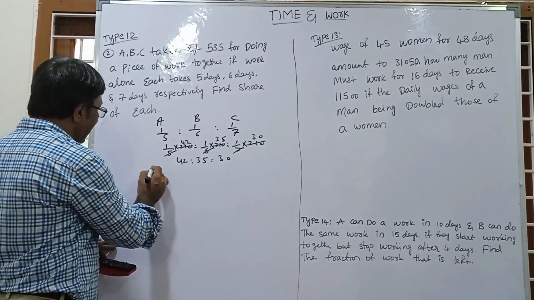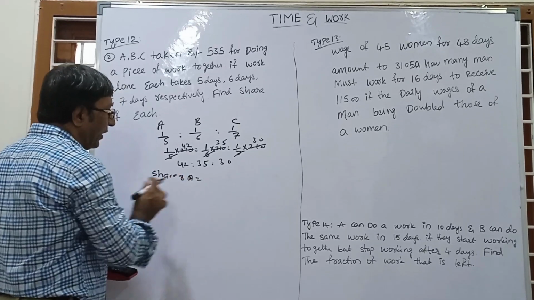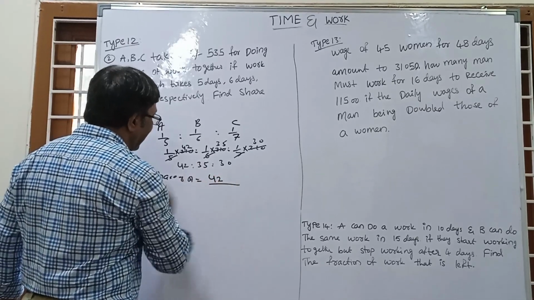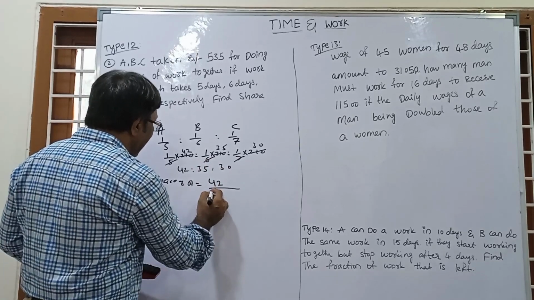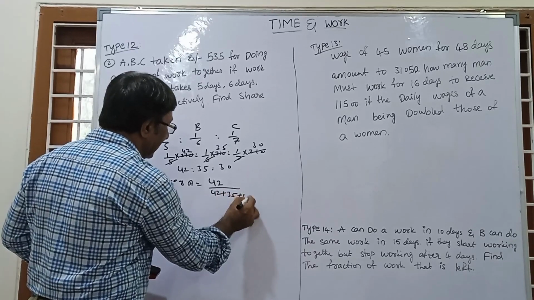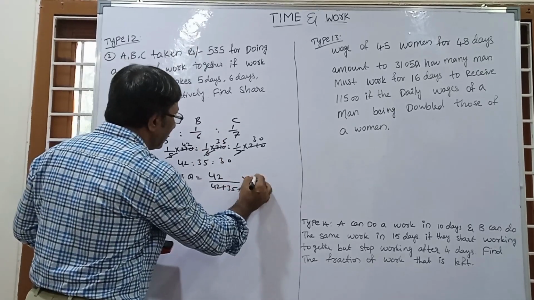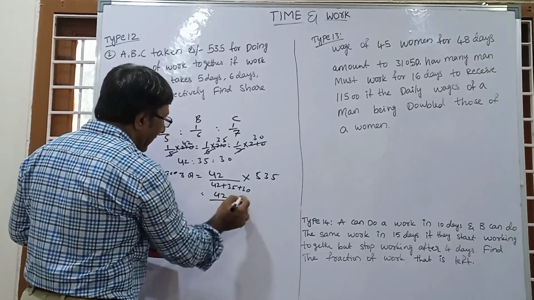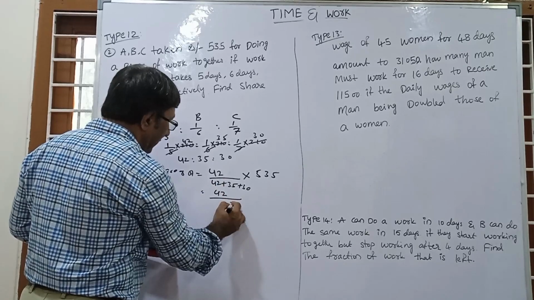So you see here, this is the share of A. So share of A equals what? A's ratio is 42. So 42 divided by the sum of all ratios. So the sum of all ratios is what? That is 42 plus 35 plus 30, and multiplied by the whole amount. What is the amount? That amount is 535. So here again this is 42 over 42 plus 35 plus 30. So this is 5 plus 2, 7.